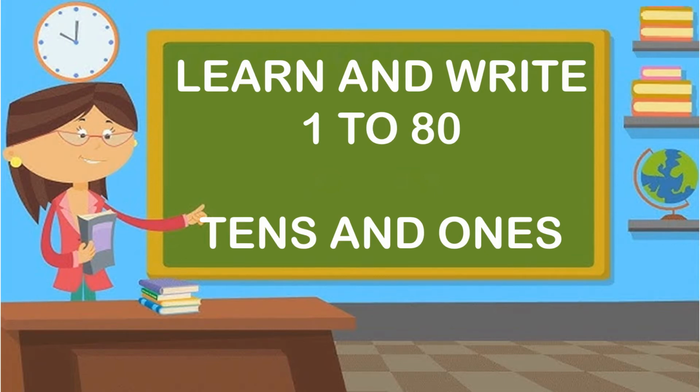Students, today we are going to learn and write counting 71 to 80 and 1 to 80 with the method of tens and ones. So let's start. First we write T. T is for tens. Then O. O is for ones. Now we will write counting under 1.